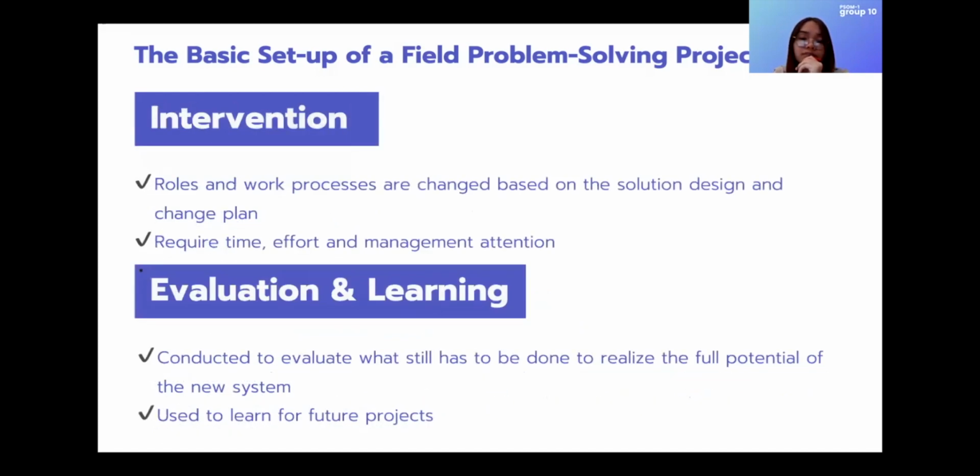The two final steps include intervention and evaluation and learning. In the intervention step, the role and work process are changed based on the solution design and change plan. This step requires much time, effort, and management attention from the client organization. And finally, the evaluation and learning steps are conducted to evaluate what still has to be done to realize the full potential of the new system and also used to learn for future projects.